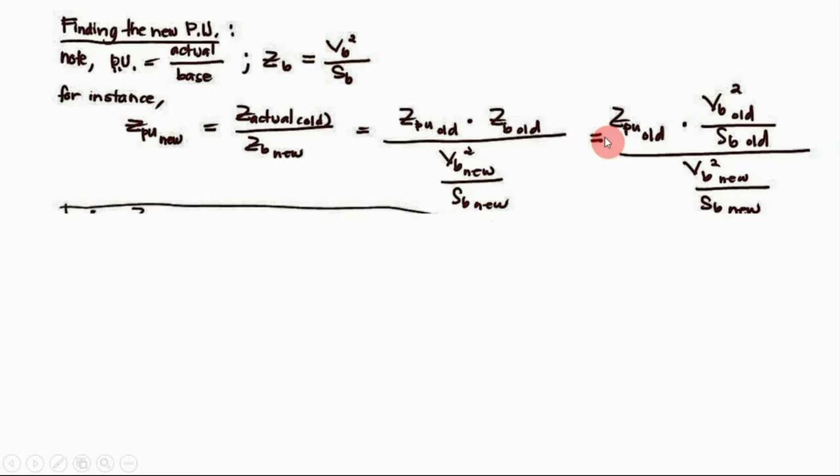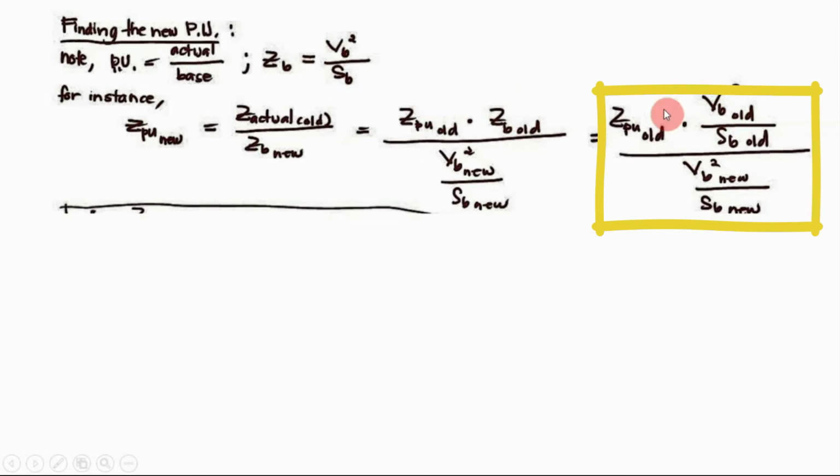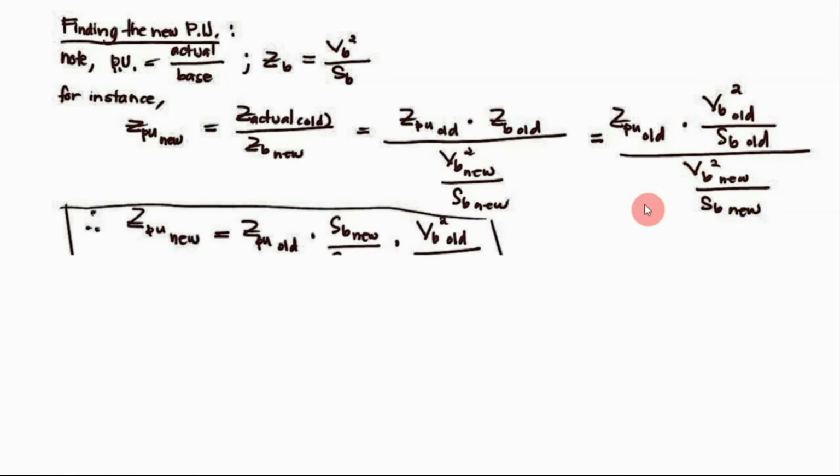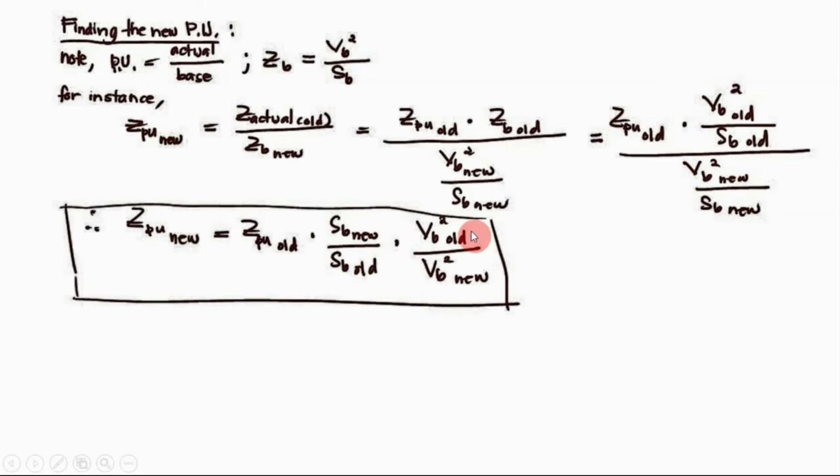And then we can manipulate the equation. We have here Z per unit of old times, again from this equivalent, we just use V base squared over S base instead of the base impedance of old. So you just substitute it, then you'll notice the old over the new, and when you manipulate the equation, you can have this equation.